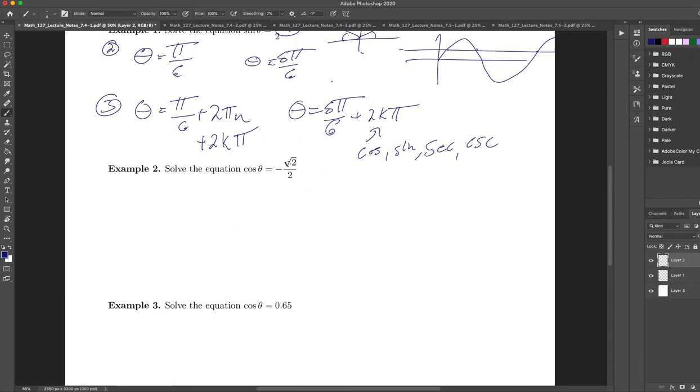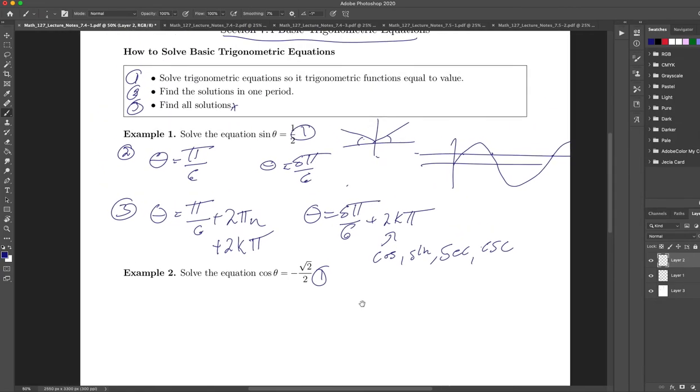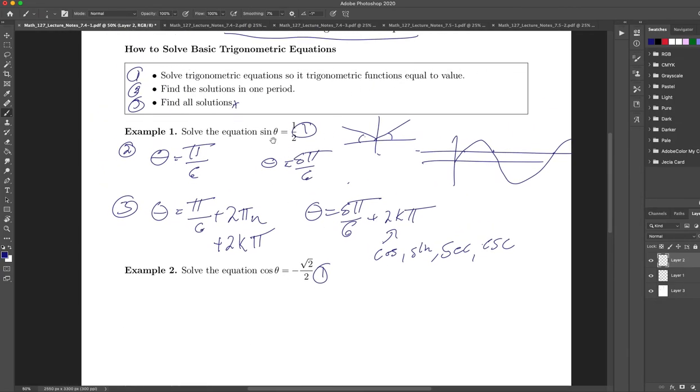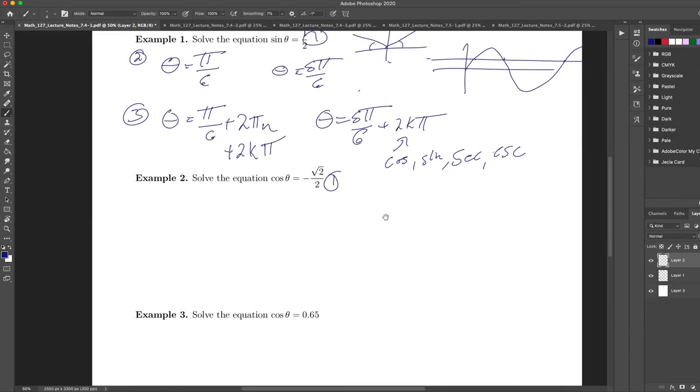So here, let's do this, and let's discern what this is. So here, this is already written the way we like it, right? It's already value and cosine. So cosine is negative in the second and third quadrant. So I know I'm looking for answers in the second and third quadrant.